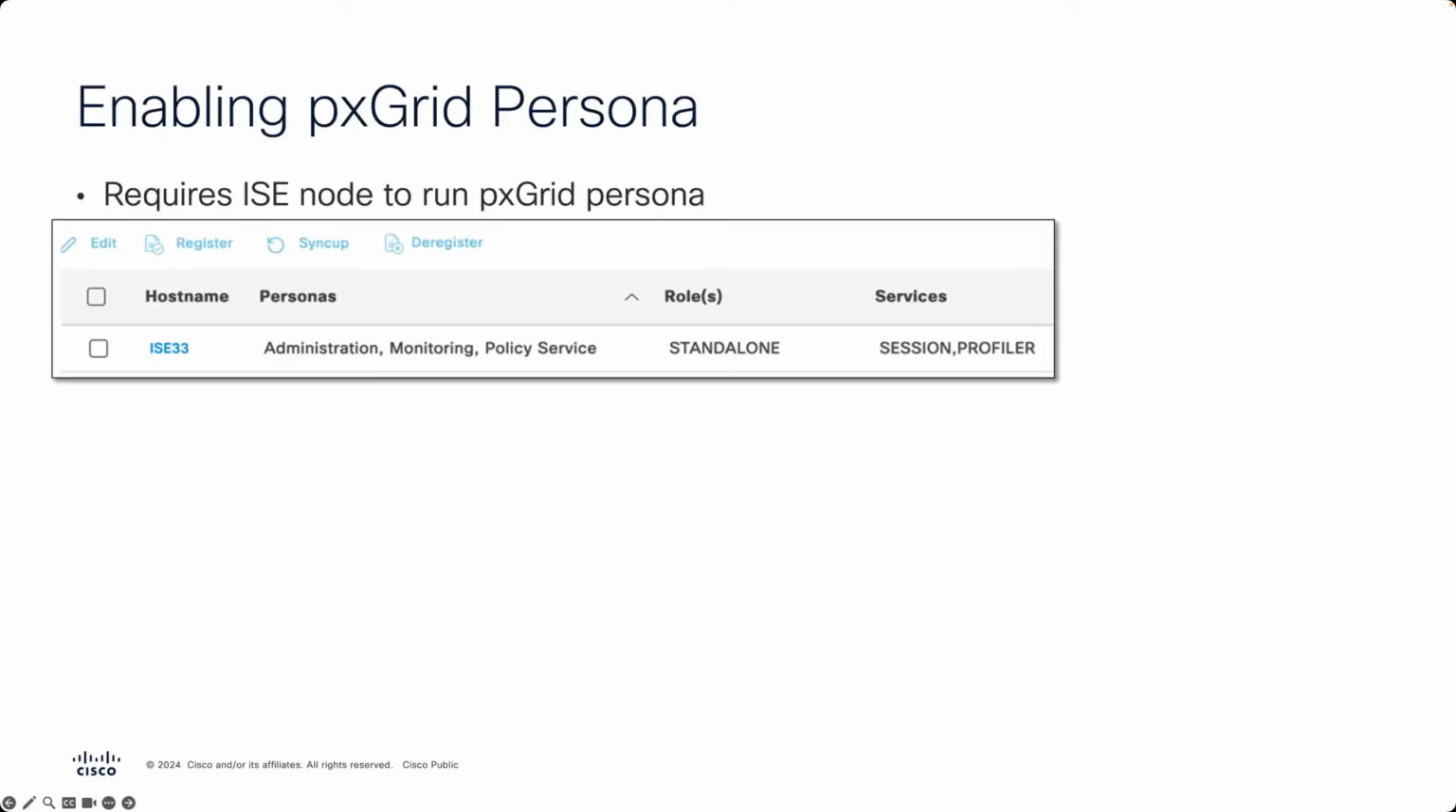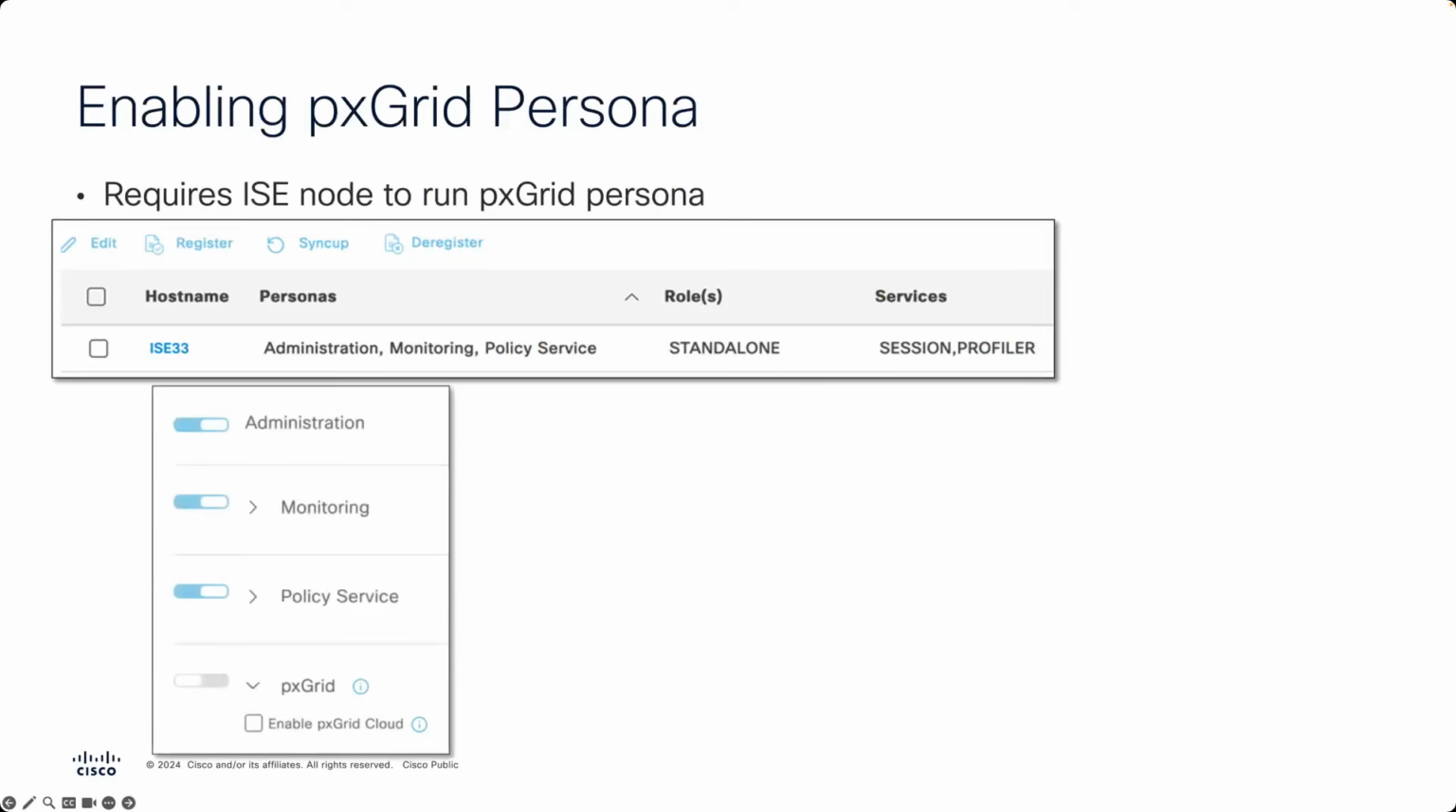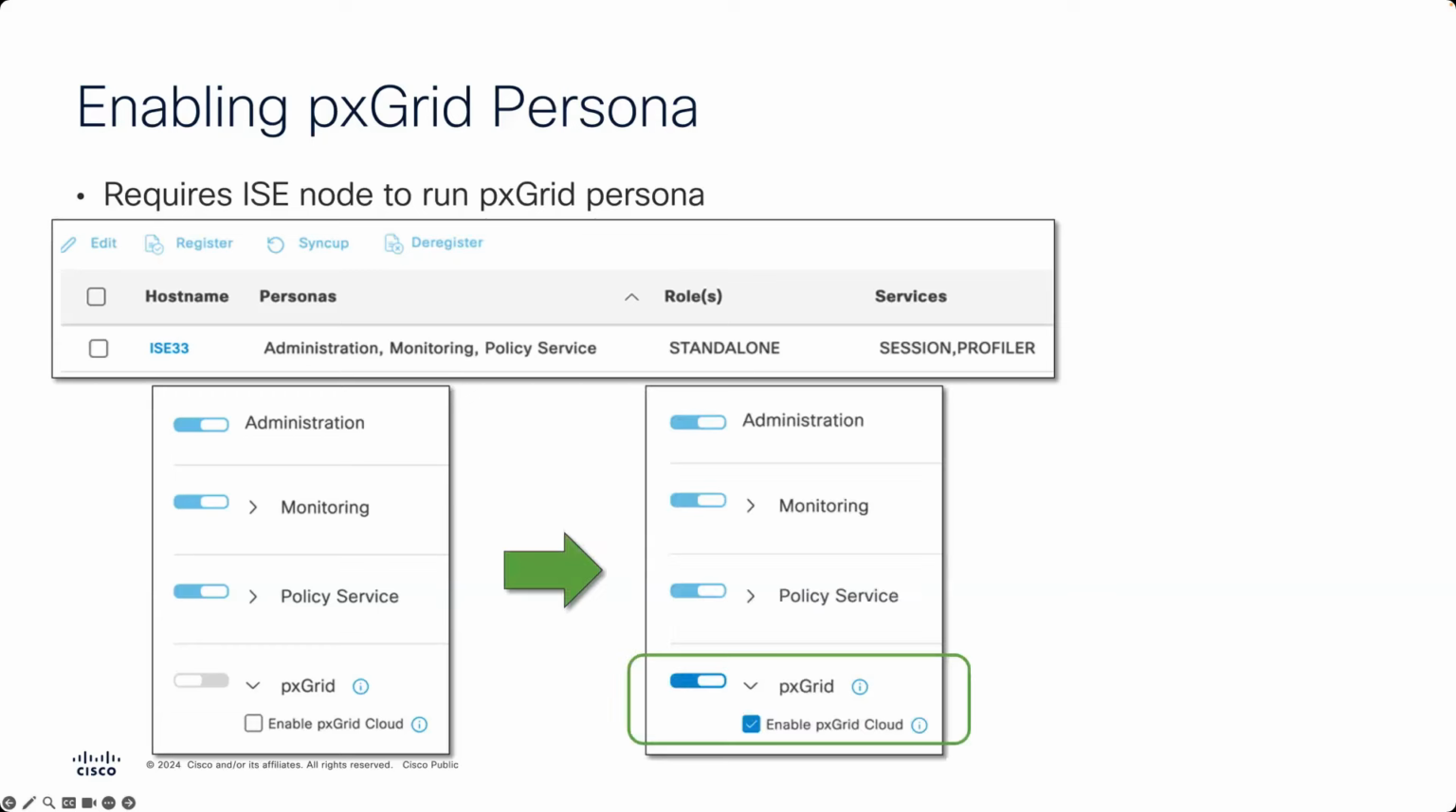Now there are a large number of best practice designs available for enabling the pxGrid service based on the size and scale of your ISE environment. And we'll have some links to those resources at the end of this video. But the gist of turning on pxGrid is you simply click on a node, turn on the toggle switch, and in my case, I like to enable pxGrid Cloud for future integrations.